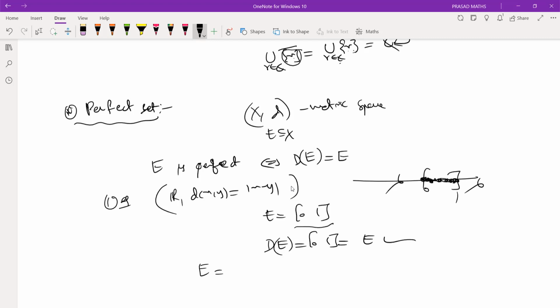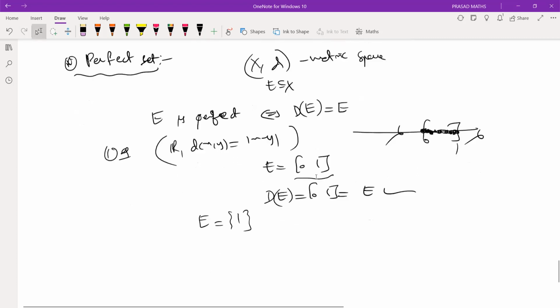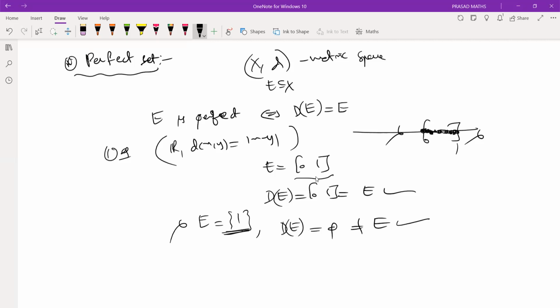Suppose you take singleton {1}. Is it a perfect set? Anybody? No, sir, with respect to the usual metric. No, because what is the derived set? Already told you, a finite set has no limit points. It's empty. A finite set is a closed set. A finite set has no limit points. Therefore, the derived set is empty. Therefore, it cannot be E itself. Therefore, it's not perfect.